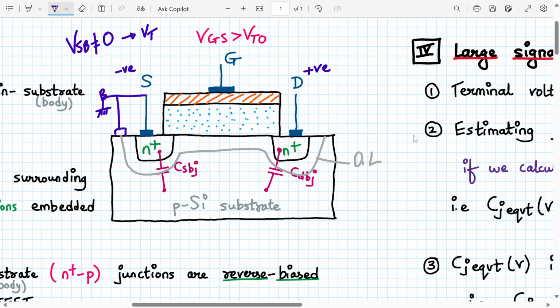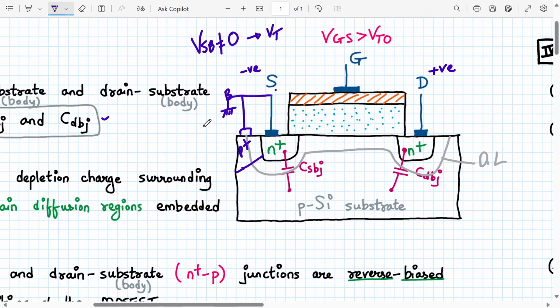So here we applied a positive potential. So when we apply positive potential to the N plus region and negative to the P silicon substrate, then we call it reverse bias because we are reverse biasing this diode. Similarly, in the source to substrate, when VSB is not equal to 0, we are reverse biasing it. We normally apply VSB as positive, so this is positive, this is negative. So you apply positive to N plus, negative to P plus. Okay, so this is the way we can apply. We can say that we have reverse biased these junctions.